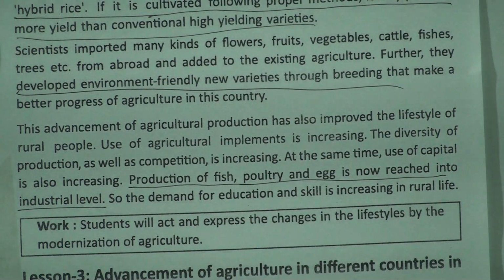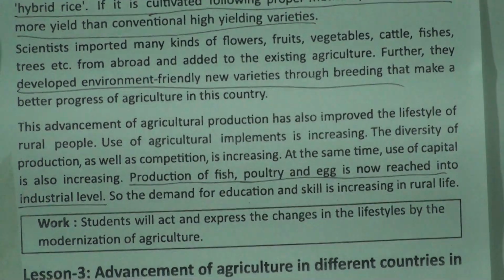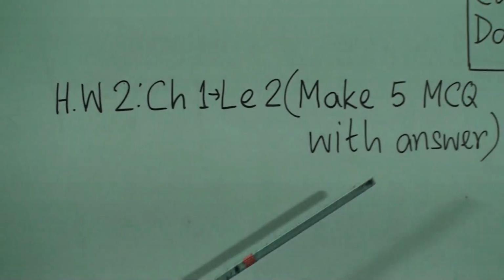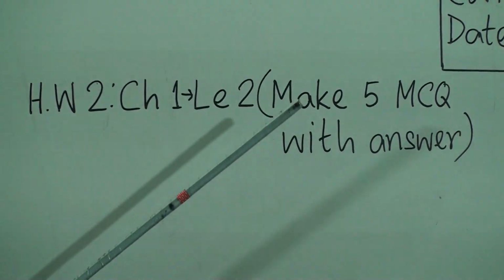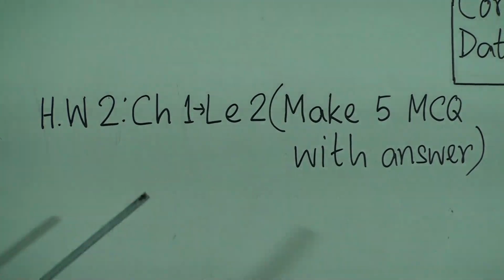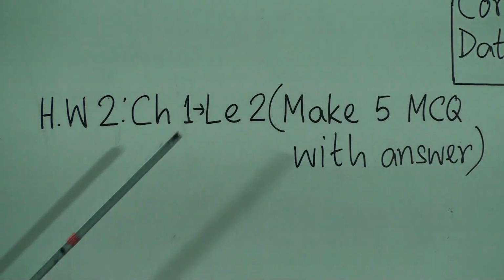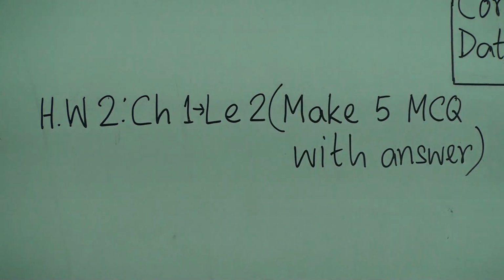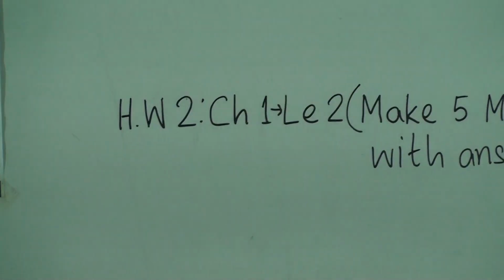So dear students, Lesson 2 is about the lifestyle and culture of the Bangladeshi people and our modern agriculture. After going through this lesson, all of you will make 5 MCQs with answers. At first, you will make the multiple choice questions, and also choose the best answer from Lesson 2 and Chapter 1. So this one is your homework number 2.